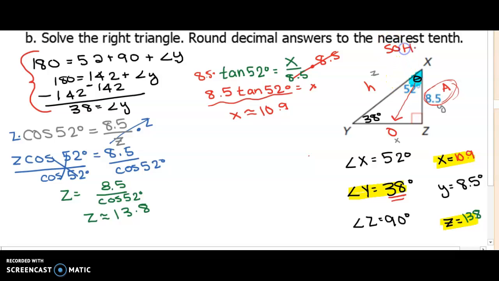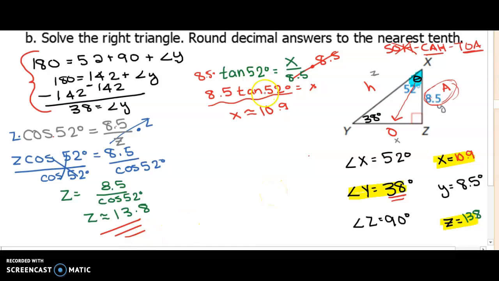So if I put SOHCAHTOA, cosine and tangent both have adjacent, sine does not, so we're not going to use sine. Okay, so I can say the cosine of 52, and cosine is adjacent over hypotenuse, and the adjacent is 8.5. So 8.5 over my hypotenuse is z. Like always, I want to multiply my z to get rid of the denominator, so I get z times cosine 52 equals 8.5, and then I want to divide by cosine of 52 to get z by itself, and I get z is roughly 13.8 when we round.